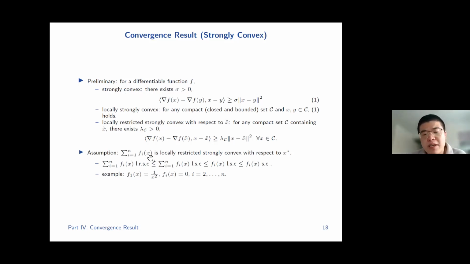We require the summation of Fi(x) to be locally restricted strongly convex with respect to the common optimal solution x star. Note that for our problem, the form of the optimal solution should be x1 star, x2 star to xn star. However, the constraint requires all the xs to be identical, so all the x stars will be equivalent and identical to a common x star.